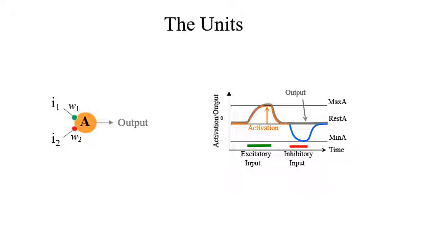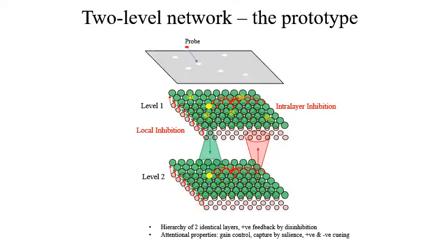The model neurons, the units, accept analog inputs and generate analog outputs representing firing rates. An excitatory input raises a unit's activation. An inhibitory input lowers it. The unit's output is the positive part of the activation. Importantly, activations vary over time with first-order dynamics.